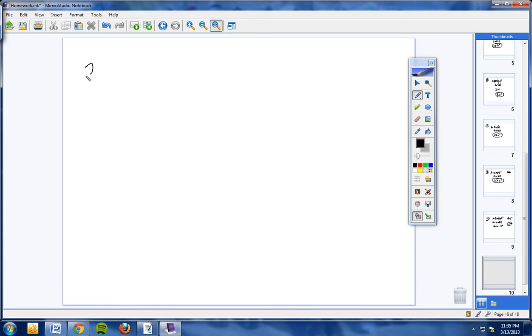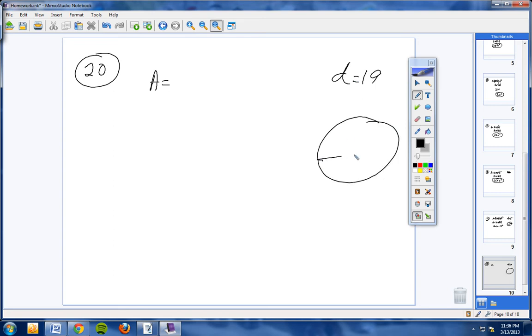And then number 20, almost done here, guys, moving right along. Number 20, we're going to find the area of a circle that has a diameter of 19 feet. Now think about that. If the whole diameter is 19, you've got to cut that in half. You're going to get 9.5 and 9.5. Okay, so to find the area of a circle, it's 3.14 radius squared, so 9.5 squared.